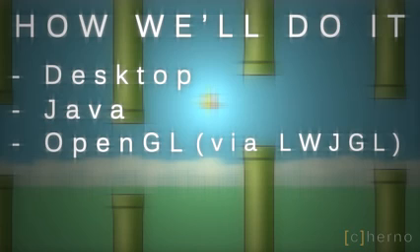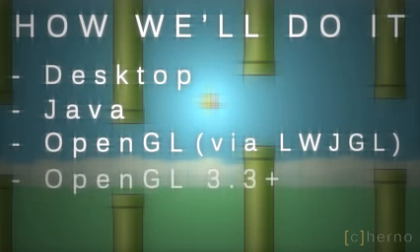Even though we're using LWJGL, don't worry. LWJGL simply allows us to call the OpenGL code, which is written in C, from inside Java, making it no different than if we use C to write the application, since the graphics part of it effectively is written in C. Finally, we'll be using OpenGL 3.3 as the minimum version.